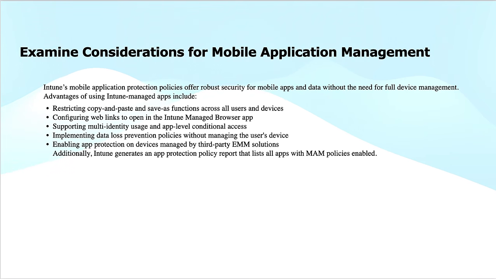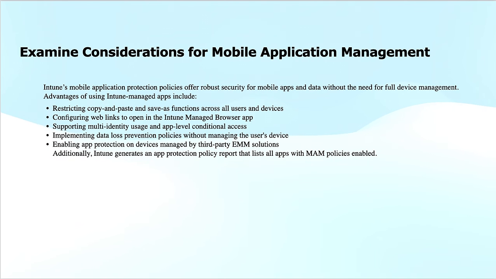Data loss prevention policies are the other policies for protection. We can apply the DLP policies to manage and protect corporate data without needing to manage the entire device. This ensures that the data remains secure even on personal devices. App protection on third-party EMM devices: if we use third-party enterprise mobility management solutions, EMM tools, in the organization, Intune can still provide app-level protection, giving the flexibility to manage the applications across multiple platforms.